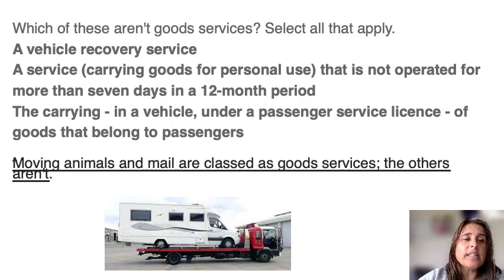Which of these aren't goods services? Select all that will apply. We're going to select them all. So, vehicle recovery service, a service carrying goods for personal use that is not operated for more than 7 days in a 12-month period, the carrying in a vehicle under a passenger service license of goods that belong to passengers. Moving animals and mail are classed as goods services, the others aren't.